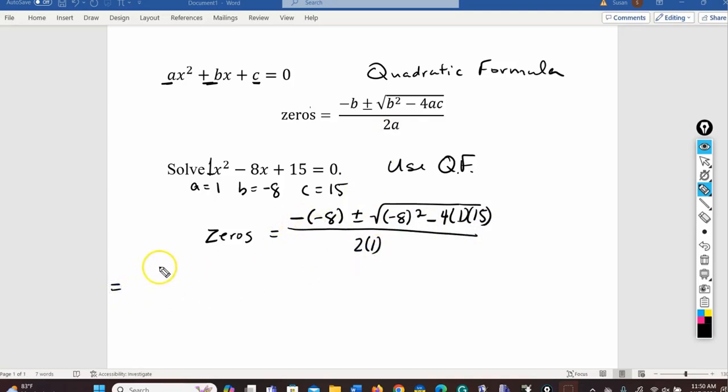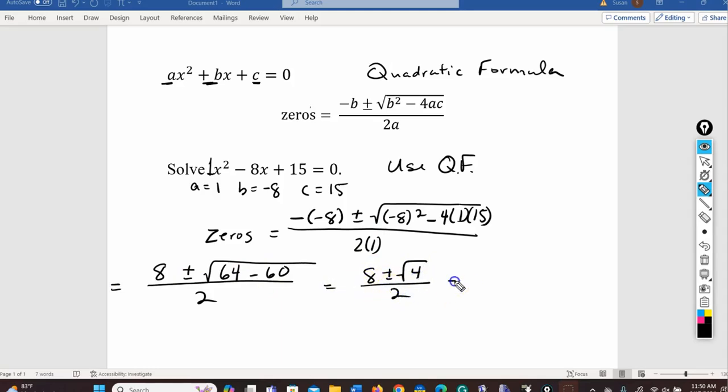The negative of negative 8 is positive 8. Then we have plus or minus the square root of negative 8 all squared, which is positive 64, minus 4 times 1 times 15. And that's going to be 60. All over 2 times 1, which is 2. 64 minus 60 is 4. And the square root of 4 is 2.